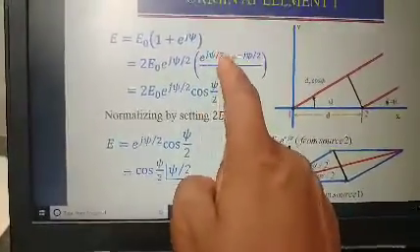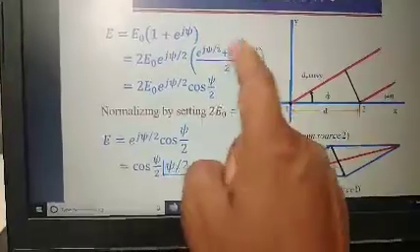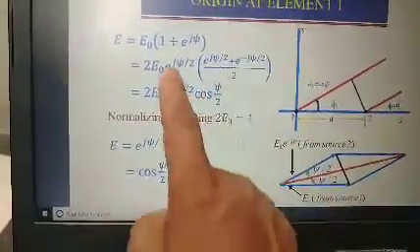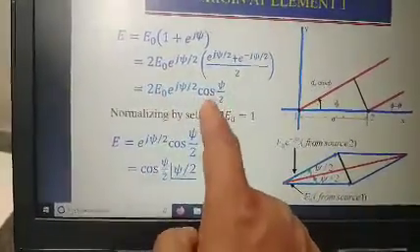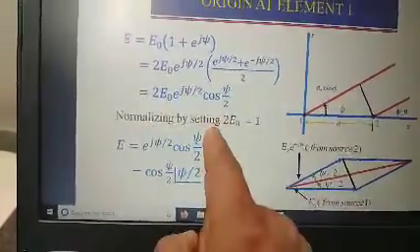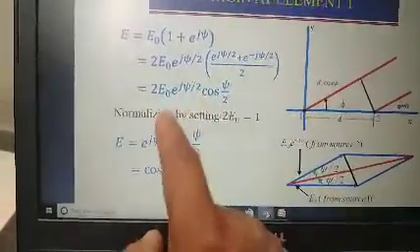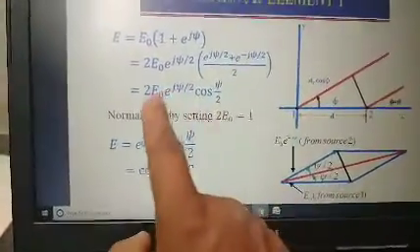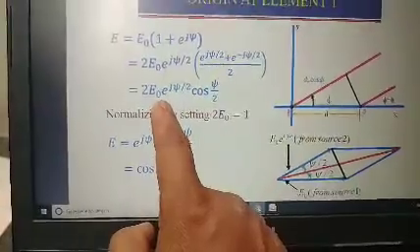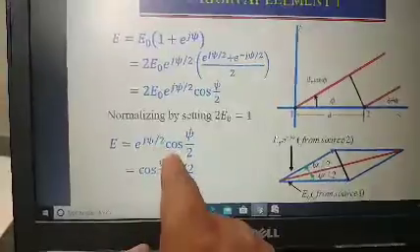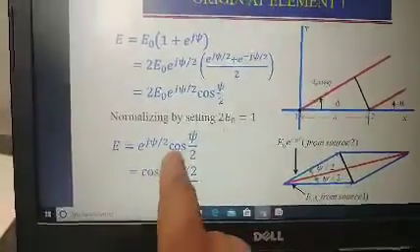This indicates that the exponential function is represented by the angle. Here E equals 2E0 e raised to j psi by 2 cos psi by 2, where psi equals d r cos phi, as we know. Normalizing the equation, 2E0 is equal to 1, hence E equals e raised to j psi by 2 cos psi by 2.